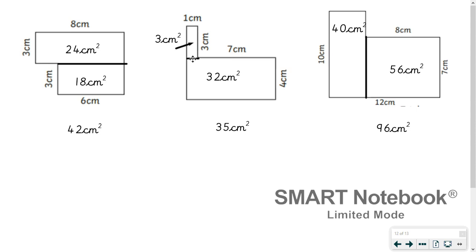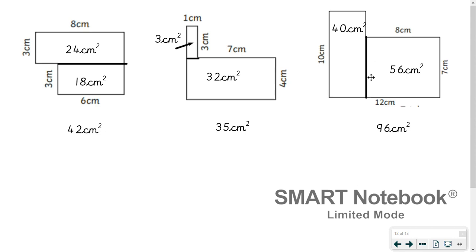This one here, I decided to split here because then I can do 3 times 1, and that gives me 1 centimetre squared. And then I have 7 centimetres here, plus this little 1 centimetre, 8 centimetres times 4 gives me 32 centimetres squared. Add them both, 35 centimetres squared.